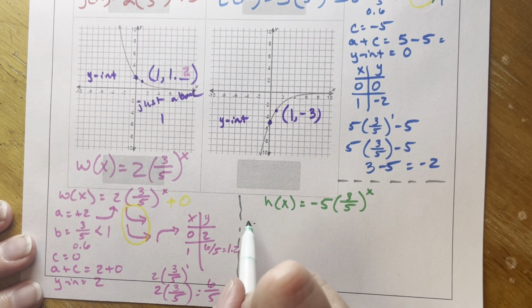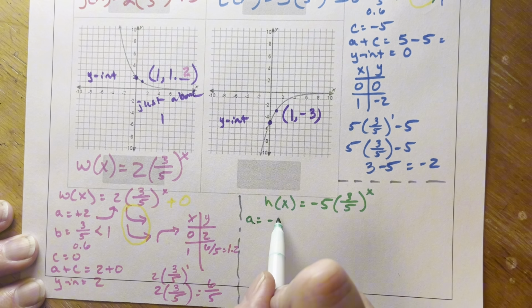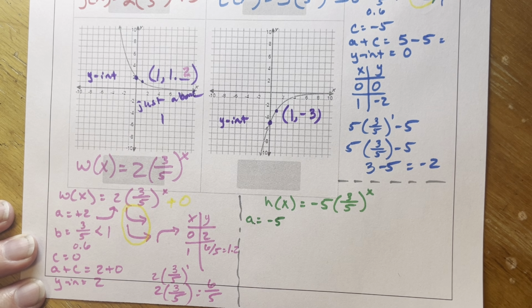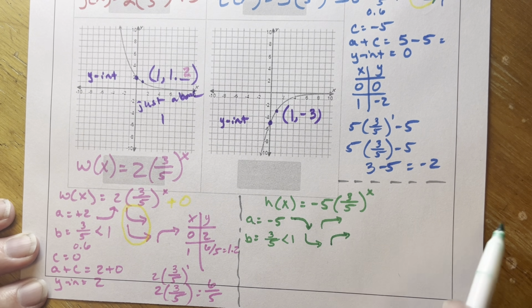Okay. So here we see that a is actually a negative number. A is -5. This is different from all the examples that we've done so far today. Since this a is a negative number, that tells us our graph is either going to go down and to the right very steeply, or it's going to come up and flatten out as it heads to the right. Okay, that's different. And b is still 3/5, which is still less than 1. And so we know from that our graph will either come down and flatten out to the right, or it will come up and flatten out to the right.